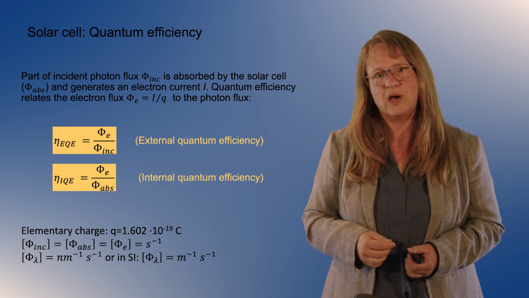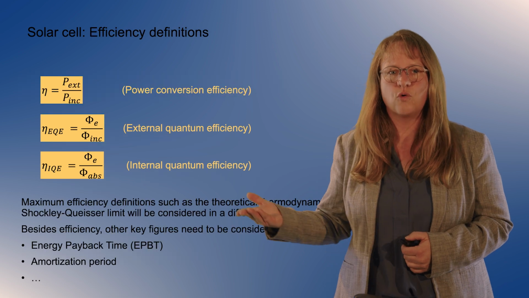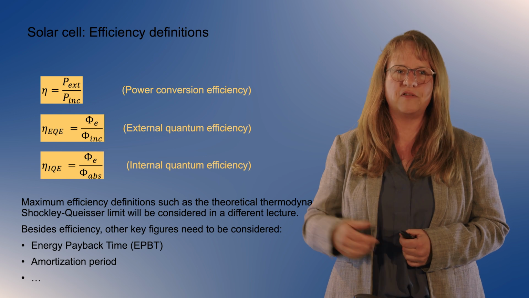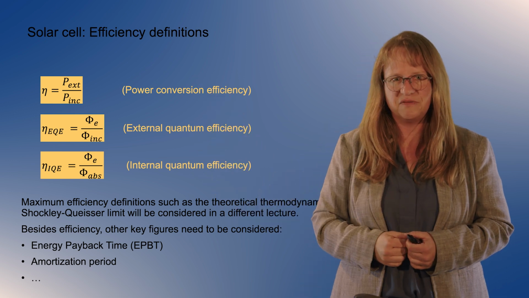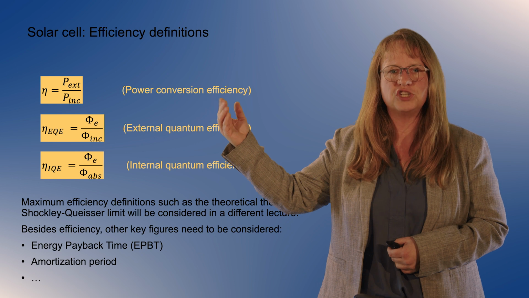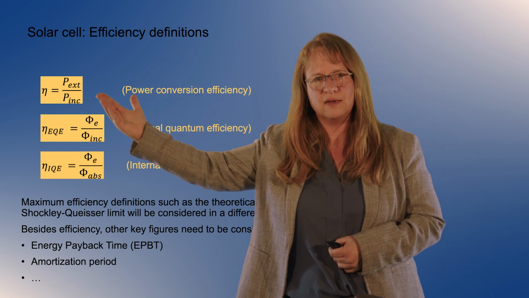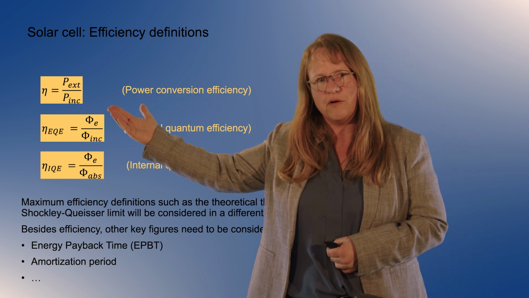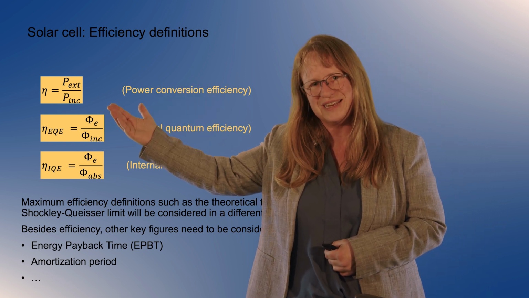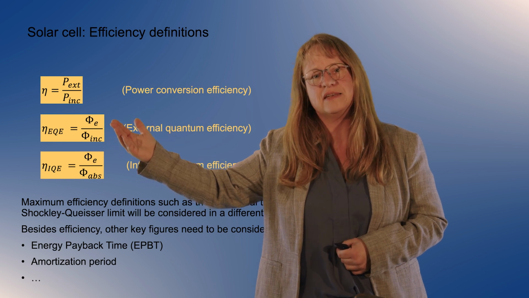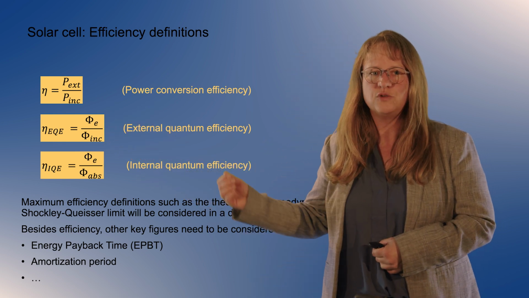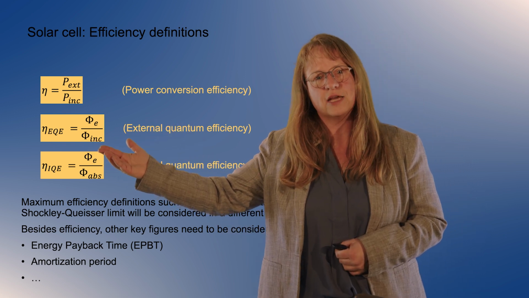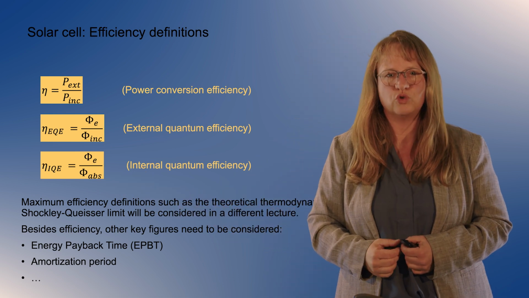In particular, if you want to understand how a solar cell operates, the quantum efficiencies are important. So to summarize, we have these three different efficiencies defined now. We have the power conversion efficiency that relates the extracted power to the incoming power. We have the external quantum efficiency. This relates the number of electrons that are generated to the number of photons that are incident on our solar cell. And we have the internal quantum efficiency. This is dividing the number of electrons by the number of photons that are absorbed.